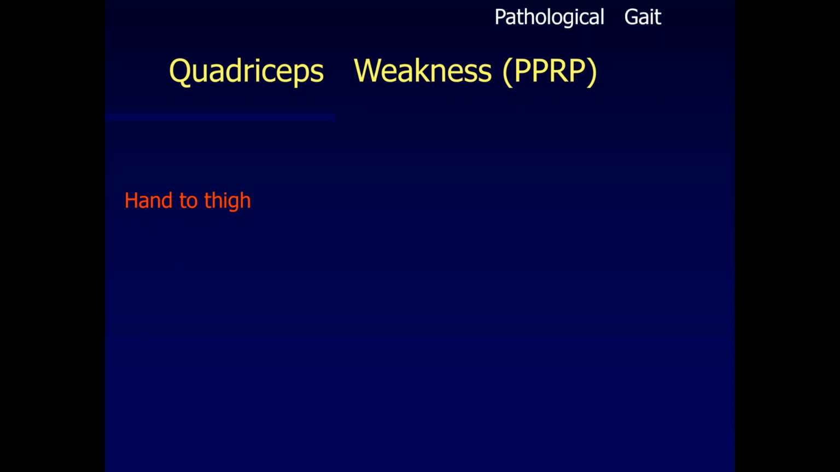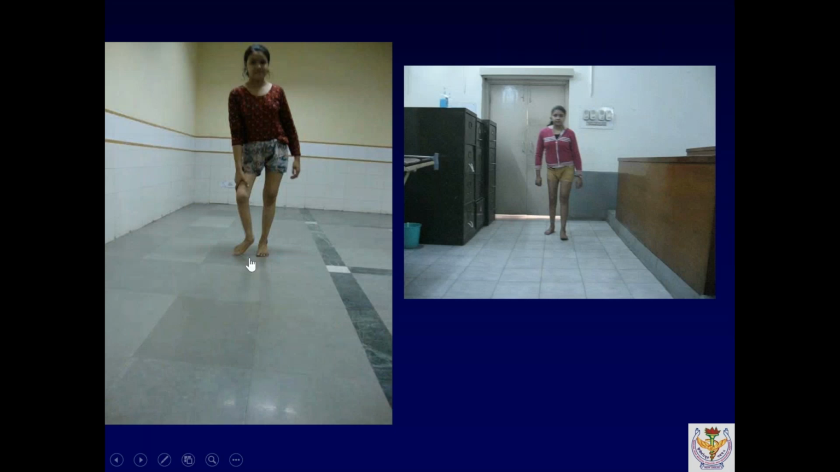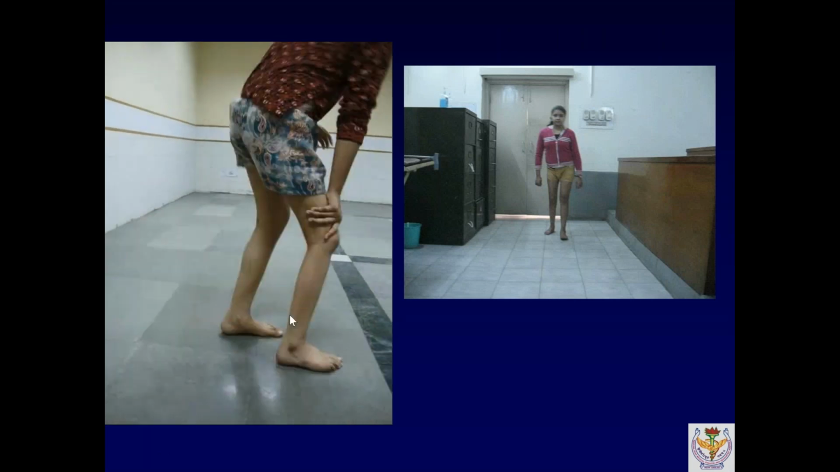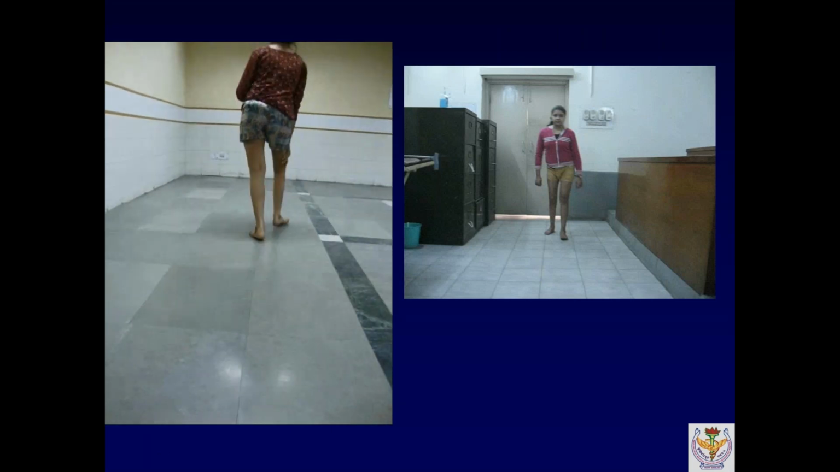Now, if the quadriceps is weak, this extension does not take place and the knee collapses in flexion. So to prevent this collapse, the person pushes the knee backwards. So this is known as hand to thigh or hand to knee gait. And this girl, yes, she has a hand to thigh gait. Right?